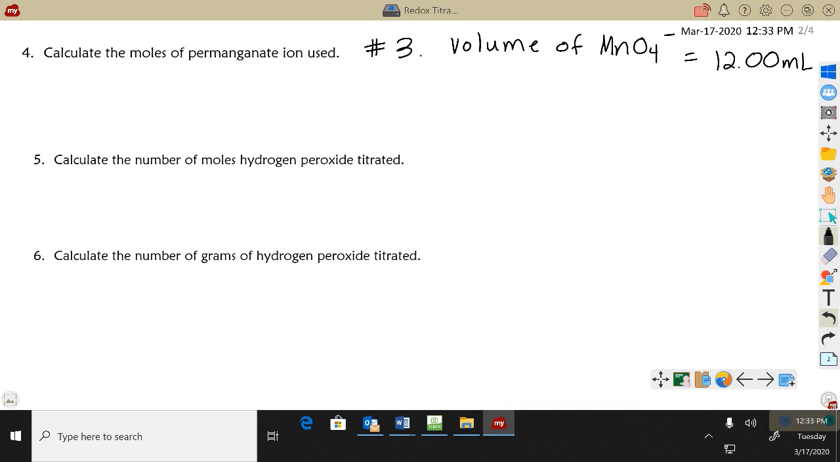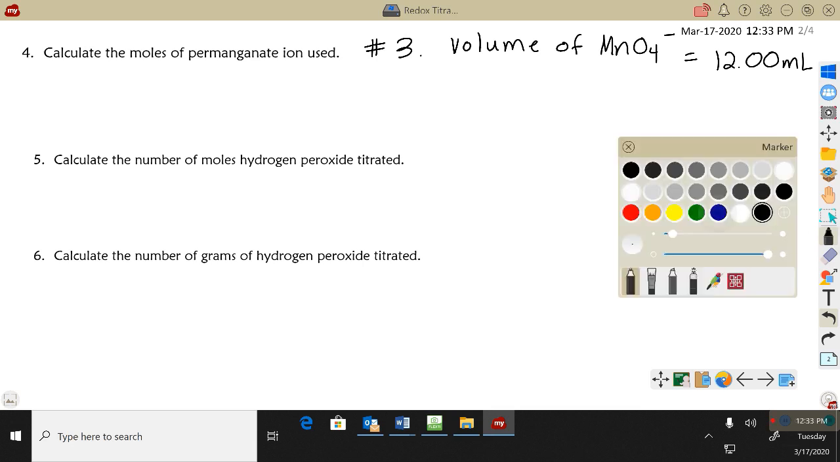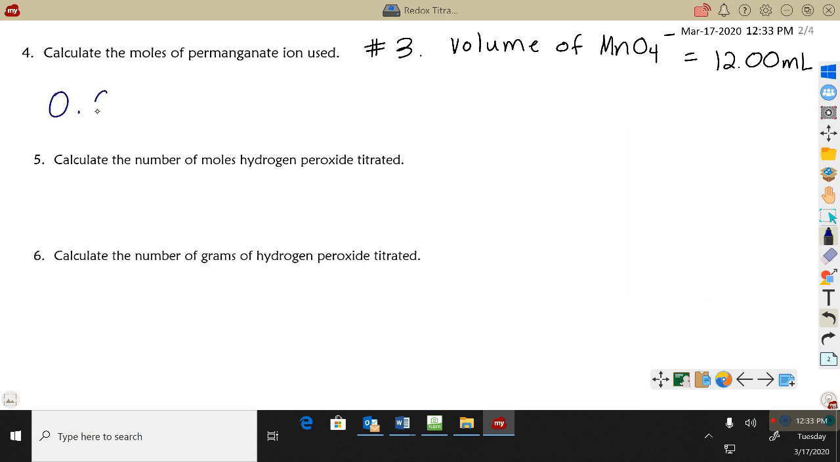Which then brings me to number 4. The concentration of the permanganate was always 0.025 molar, MnO4 minus. It's in the data section. They asked you what was the concentration? So it was just written on the beaker. It's in the material section. It was 0.025.